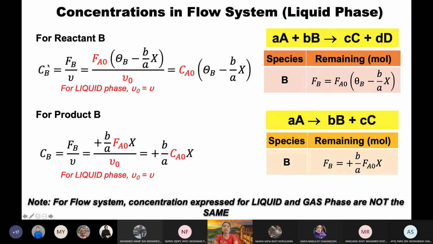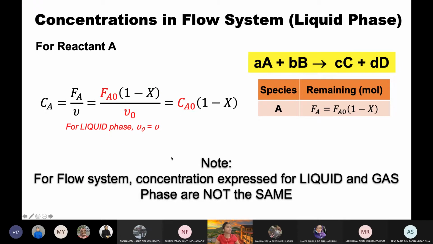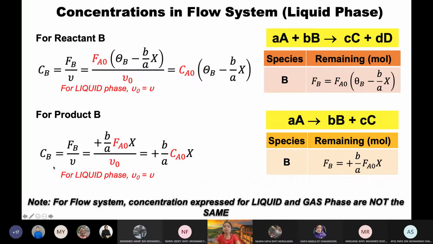Okay, regardless, sama je macam yang batch, expression yang paling last tu adalah sama. Kalau kamu perasan, untuk batch pun sama. CB will equal to CA0 in bracket theta B minus B per A X. Or for CB, if B is the product, the concentration of B is equal to plus B per A CA0 X. B per A is your stoichiometric coefficient.